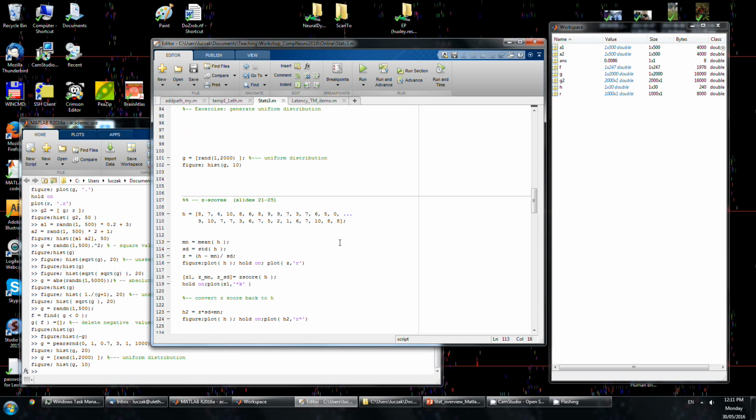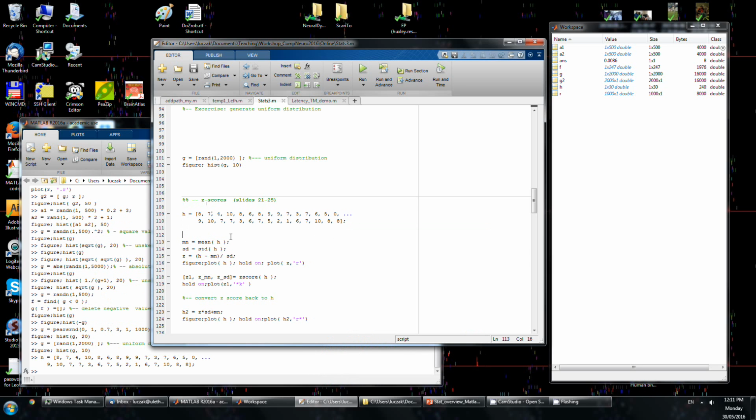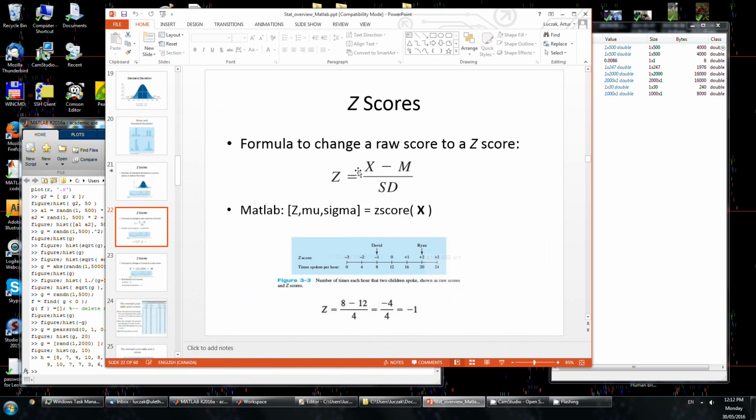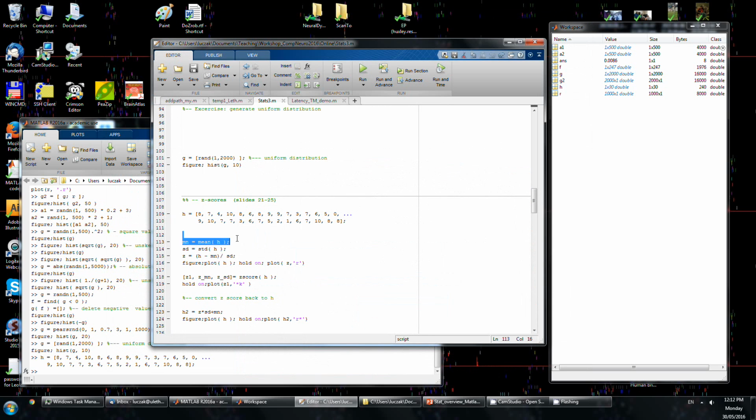Okay, so we also spoke about z-scores. We will use the same data as at the beginning of this class, these fictional stress scores of 30 students, and we will calculate the mean and standard deviation of this distribution. And as you remember, the z-score is taking each value, subtracting the mean of the entire data set and dividing by the standard deviation. So here is how to do it in MATLAB: we calculate the mean of this vector, we calculate the standard deviation, and now from each value of this vector h, we subtract the mean and divide by the standard deviation. So here it is.